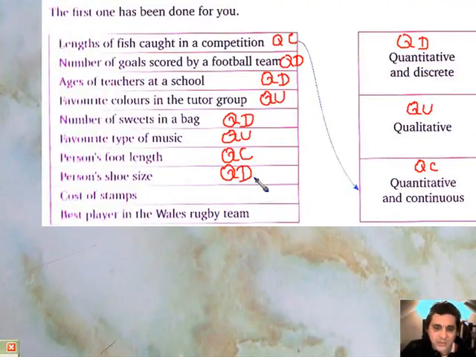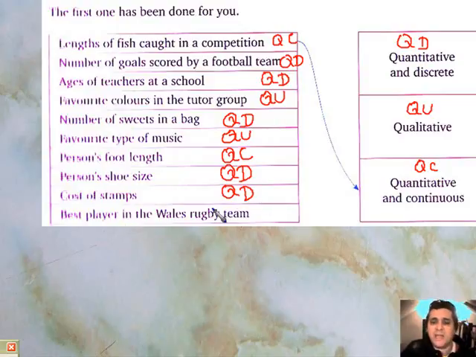Alright? The cost of stamps, well, that costs money, so it's quantitative, that's to do with numbers. But again, you have fixed prices for stamps. You won't get a 32.83 pence stamp. You get a 32 pence stamp perhaps, but it will be a whole number, so it's quantitative and discrete.